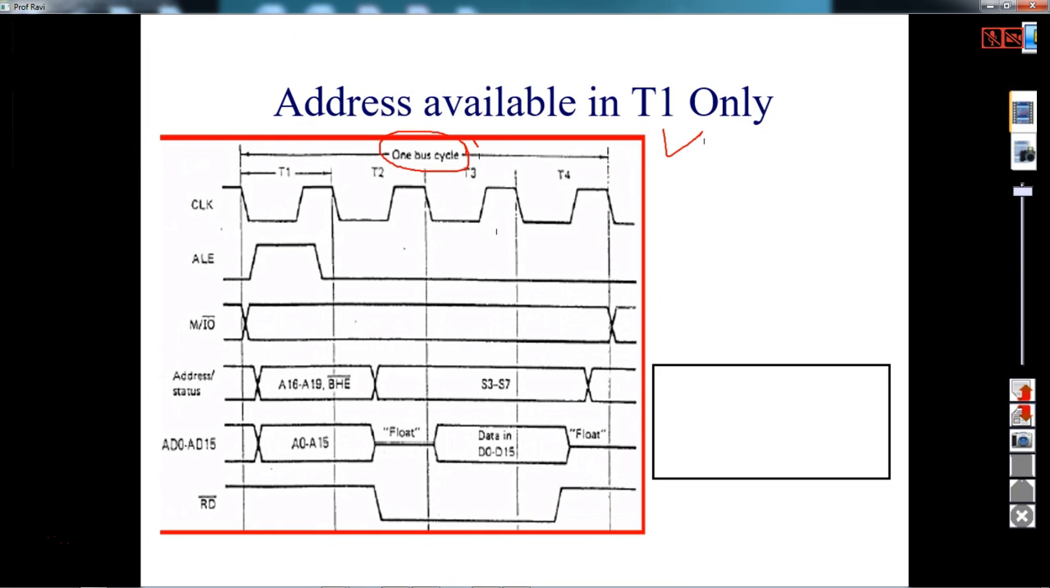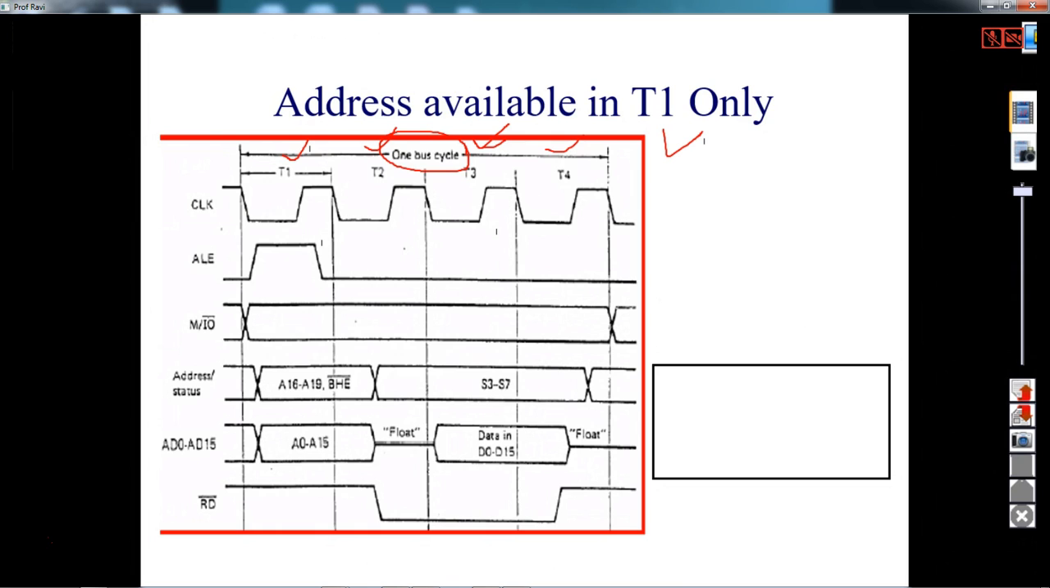Bus cycle means, if you want to do a memory read operation, that is, one byte you read from the memory, decode and execute, then it takes 4 clock cycles. So this is T1, the first clock cycle. This is T2, T3 and T4. In 4 clock cycles it completes.